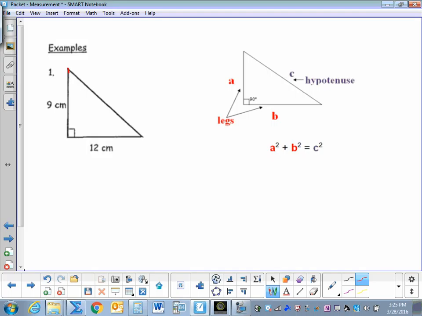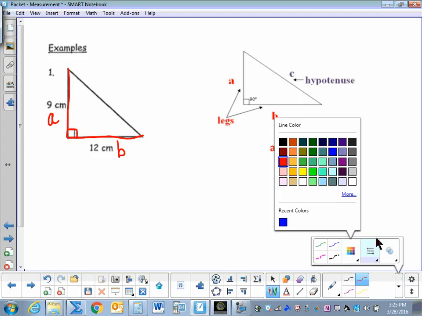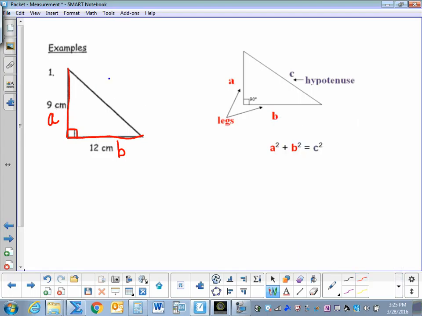So we're going to look at our triangle, and as we can see here, this side is 9 centimeters, and this side is 12 centimeters. And they form the right angle. So they're the legs. So I'll call this one A and this one B. So the missing side here is the hypotenuse, which we always call C. So now that I've identified my sides of my triangle, I can put it into my formula.